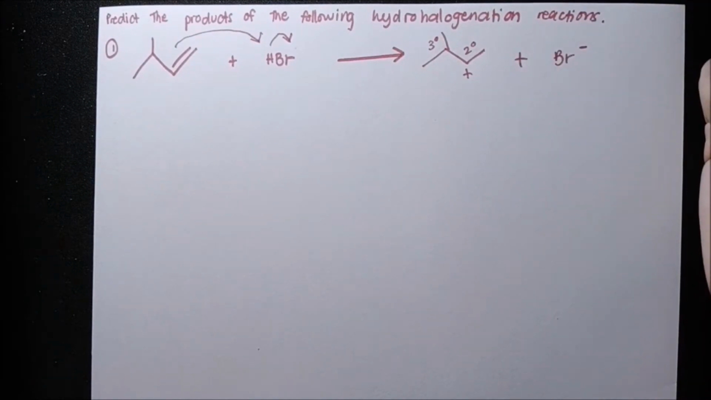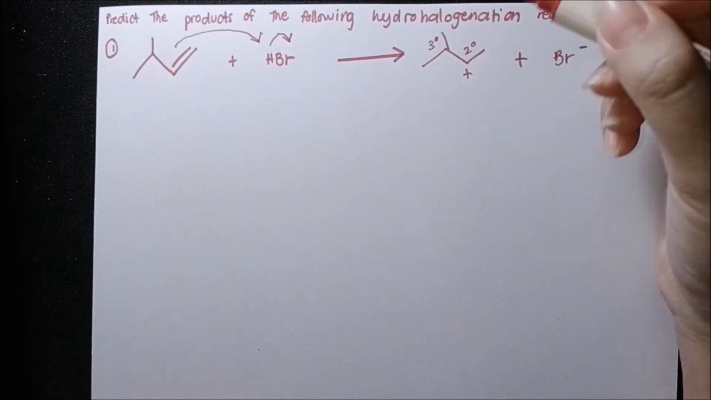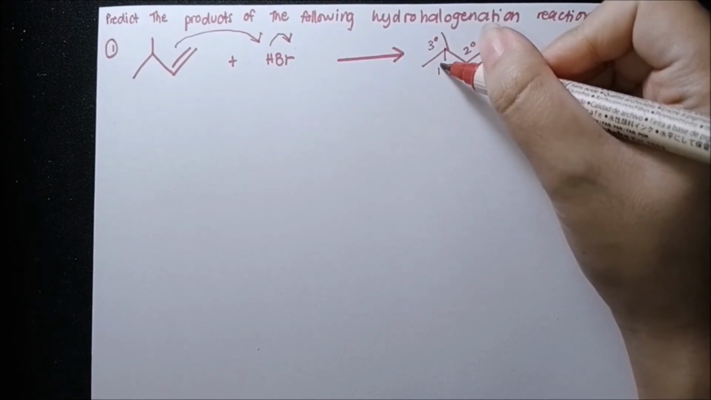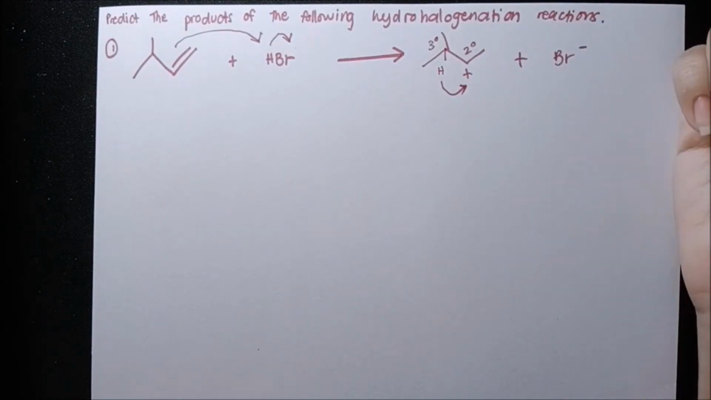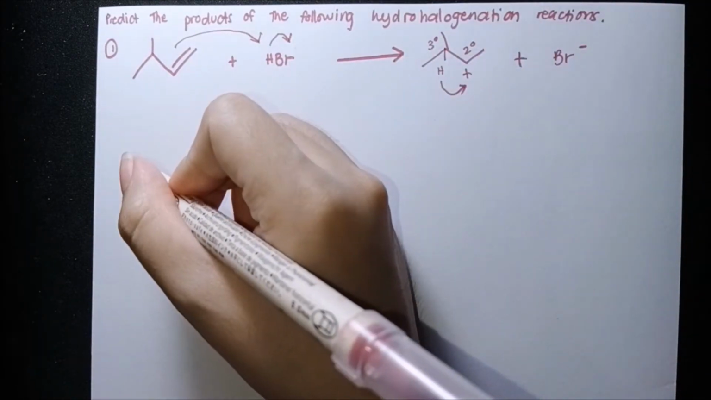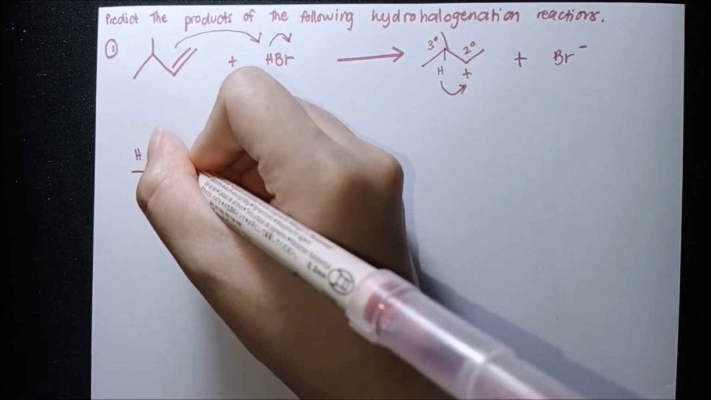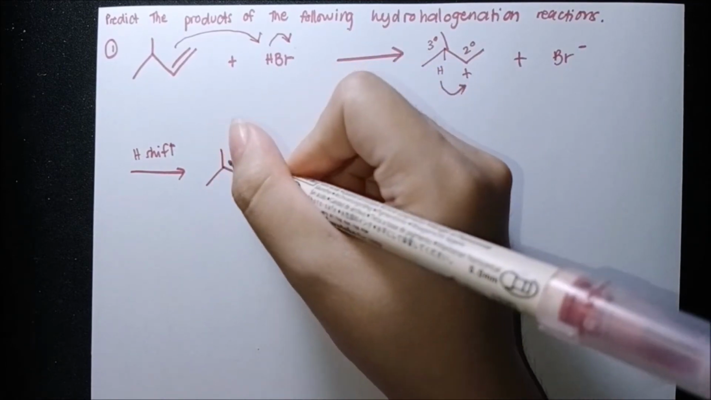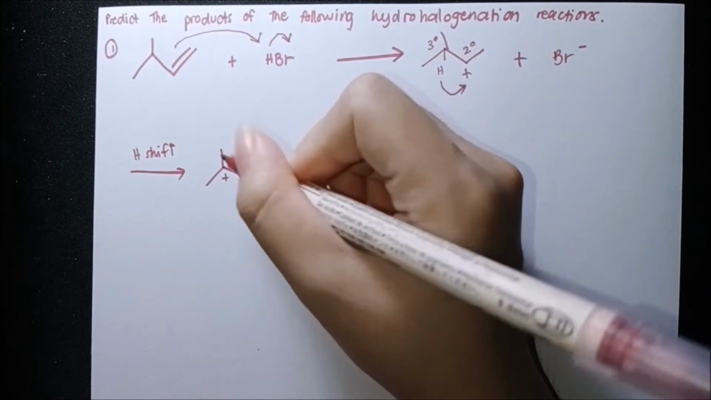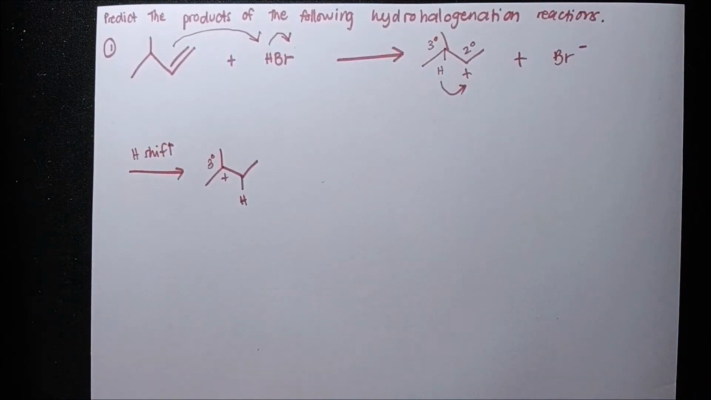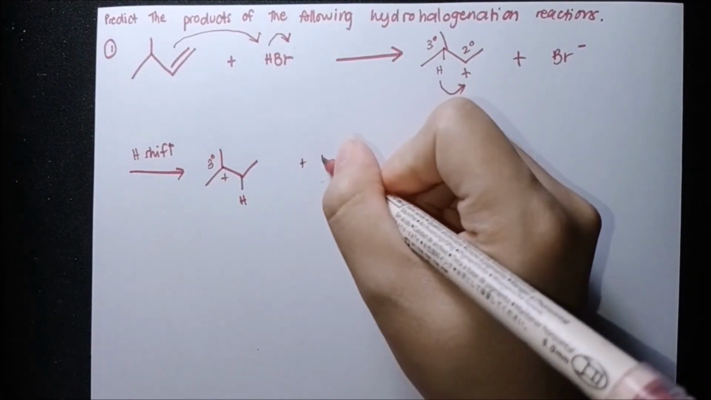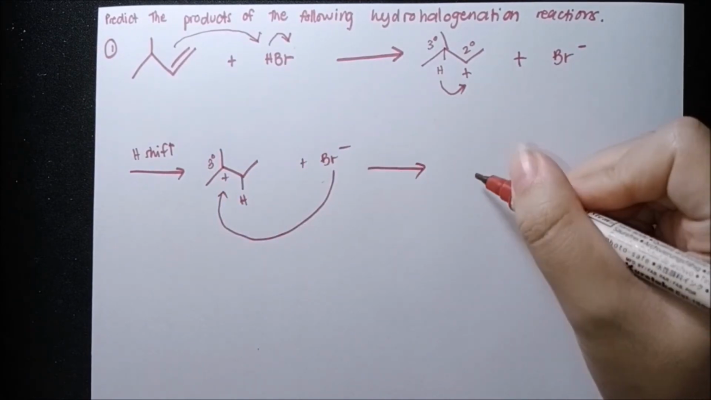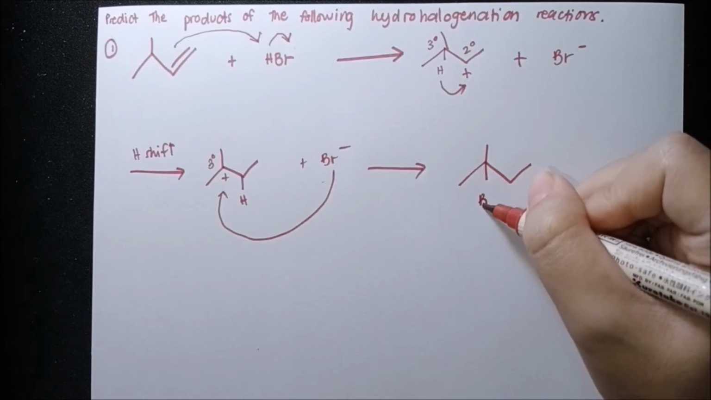But wait, we see here that this carbocation could potentially be more stable by shifting into a tertiary carbocation through hydride shift. And so, considering that hydride shift, we end up with a tertiary carbocation right here. Now, the bromide ion can attack the carbocation and you will have 2-bromo-2-methylbutane as the major product.